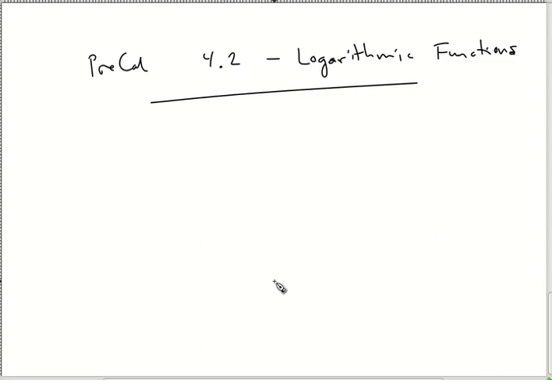We're going to do 4.2, logarithmic functions, or you could just say logs or logarithms. Anyways, what is a logarithm? Let's start with that. Well, actually, first let's start with an exponential. An exponential is y equals b to the x. So b is your base, and we just learned about that in the last section.